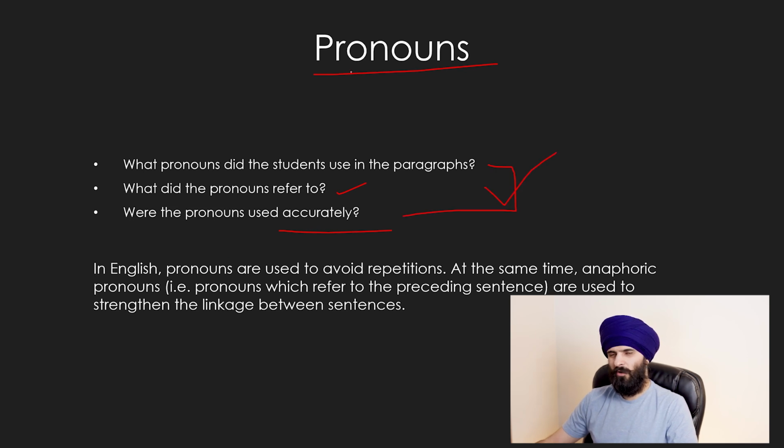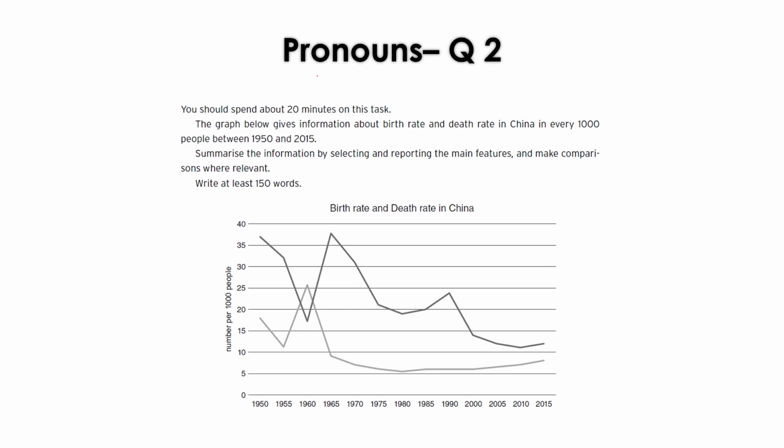For a little quick note on pronouns, if you don't know it, in English, pronouns are used to avoid repetitions. At the same time, anaphoric pronouns, that is pronouns which refer to the preceding sentence, are used to strengthen the linkage between sentences. So it helps you to get the information flowing, but then it also helps you to avoid repetition, right? There you go. Let's look at this question real quick. I'll give you a couple minutes, go at it, look at this information, read, and then let's look at the answer.